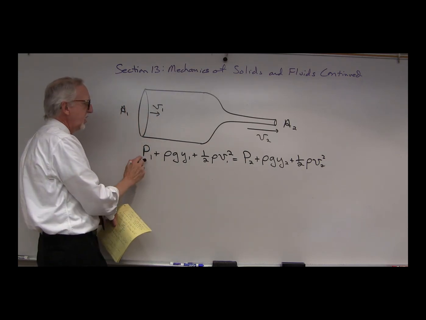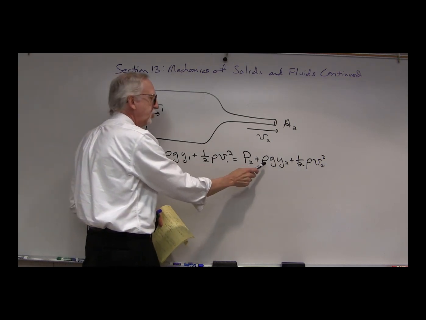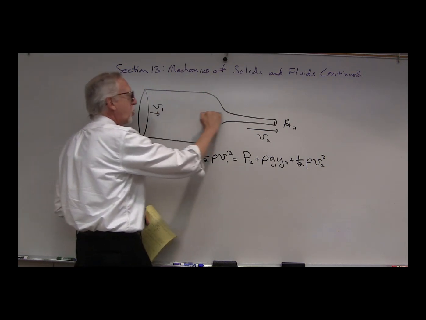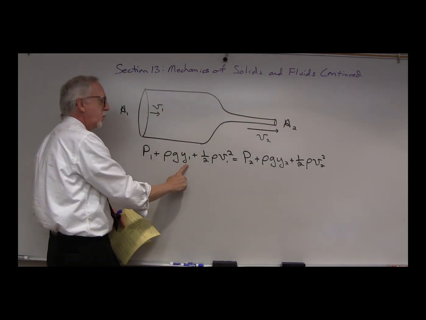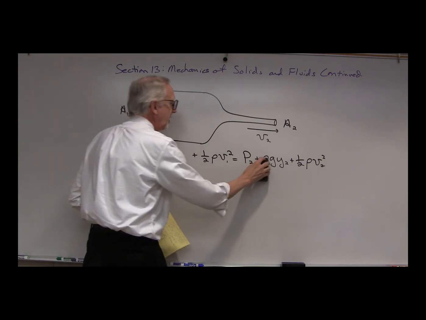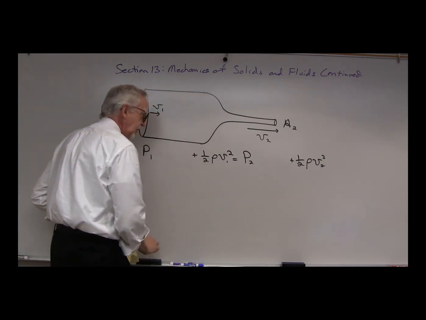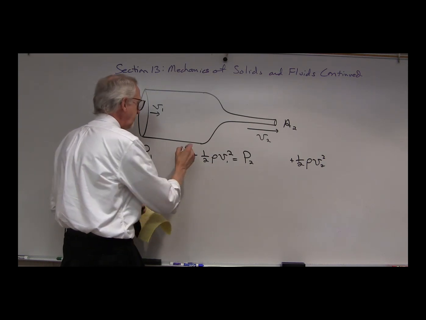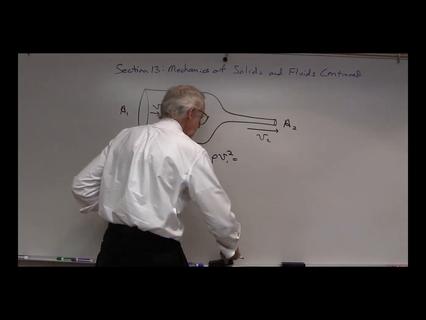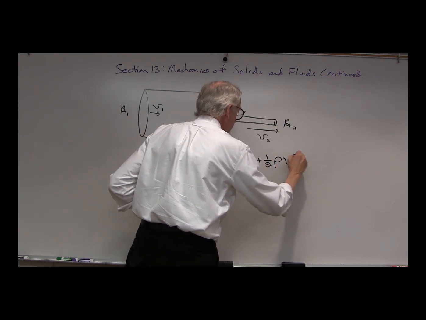We know over at this end we have P1 plus rho g y1 plus 1/2 rho V1 squared equals P2 plus rho g y2 plus 1/2 rho V2 squared. But if this is horizontal, then we know that y1 is the same as y2, and so we can take this term out and this term. And what we have, we can neaten this up a bit, is P1 plus 1/2 rho V1 squared equals P2 plus 1/2 rho V2 squared.